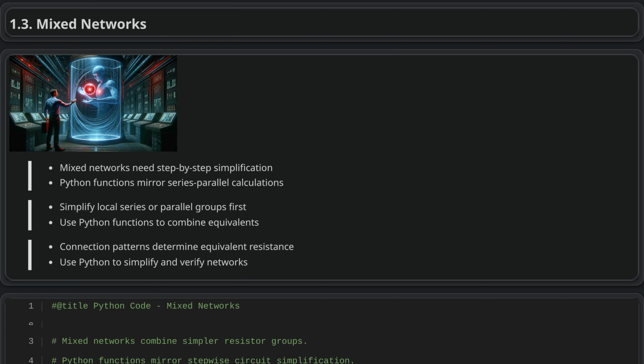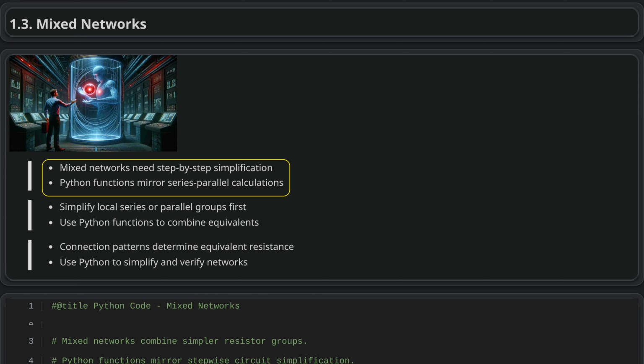Mixed networks. Mixed resistance networks combine series and parallel sections, so they must be simplified in a structured way. The key is to identify parts that are clearly in series or parallel, reduce those sections, and repeat until one equivalent resistance remains. Python functions can support this process by calculating each simplified section and using the result in the next step.